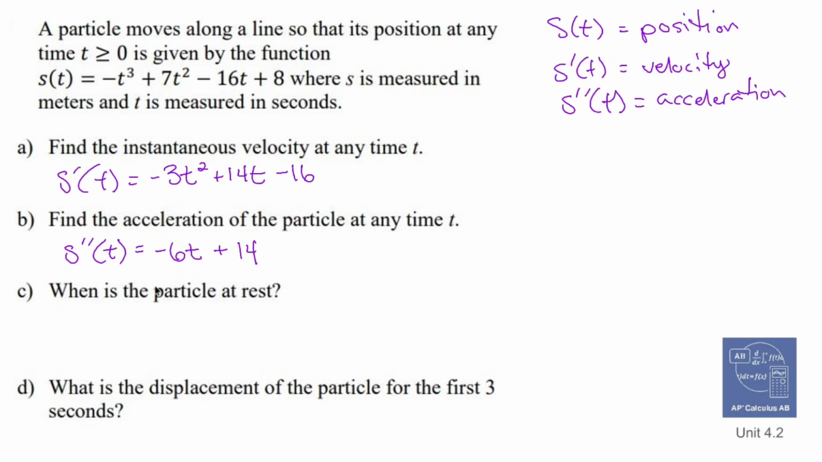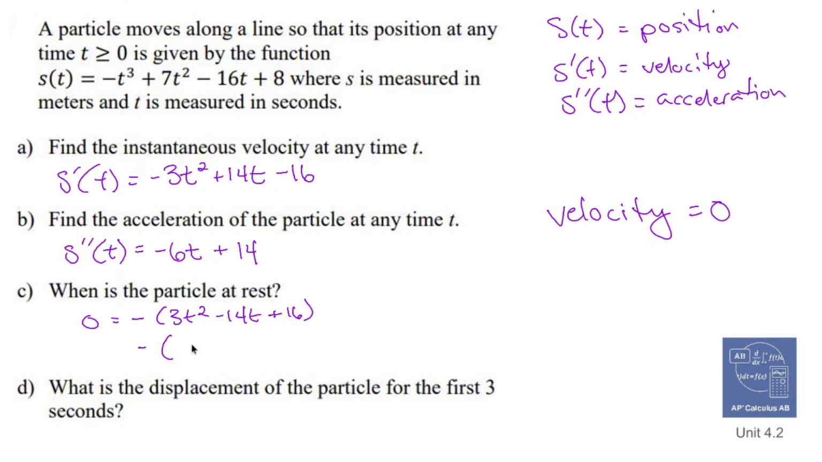Now, using common sense, the particle is at rest means it's not moving. So the particle is at rest when your velocity is 0. So let's go back to our velocity function and see what happens when the velocity is 0. I'm going to set this equal to 0 and rip out a negative. So I have 3t squared minus 14t plus 16, and see if I can factor that.